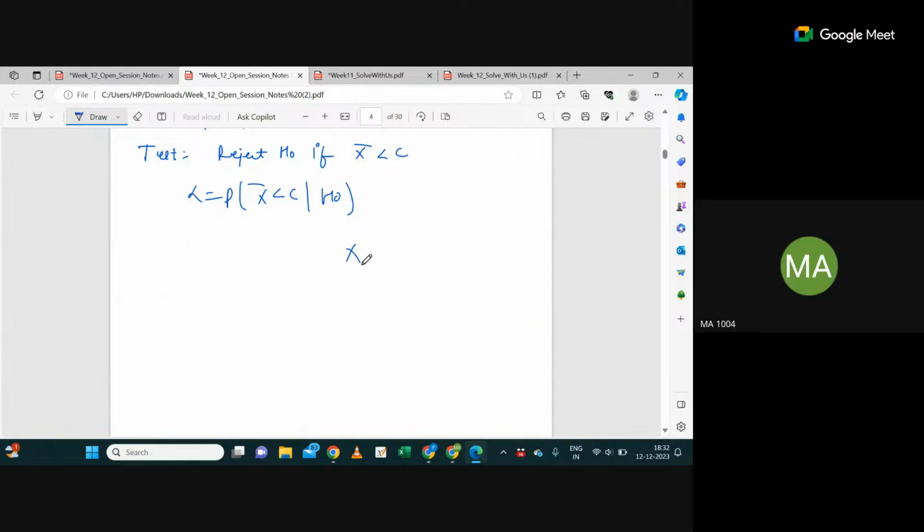No, it's not about sample or population. Forget about sample and population. Suppose I have x following normal mu comma sigma square. How will you convert it to standard normal? X minus expected value of x divided by standard deviation of x, that means x minus mu divided by sigma. Right. Now, what is the distribution of x bar?